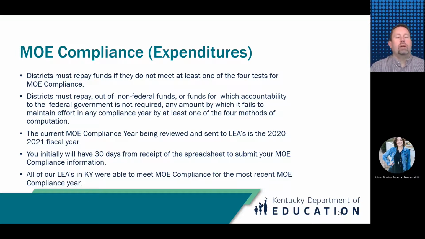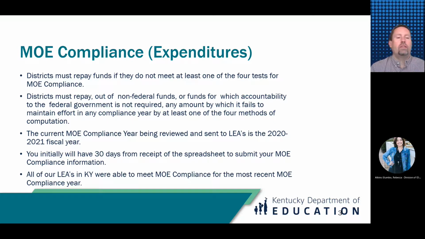With MOE compliance, you must repay funds if you don't meet at least one of the 4 tests. And that's definitely what we want to avoid. We don't want you losing $1 in supporting our students with disabilities. And you must repay those funds if you go 0 for 4. So it's extremely important to go through every avenue possible to try to meet these tests when you get your MOE compliance. If for some reason you go 0 for 4, you exhaust all avenues, and you can't meet any of the tests, then in the end, you would have to repay out of non-federal funds, or funds for which accountability to the federal government is not required, the amount by which you fail to maintain effort.